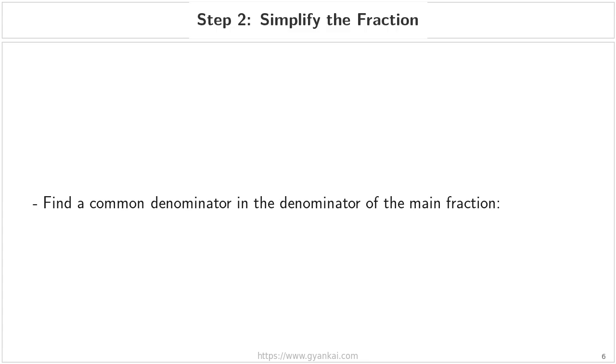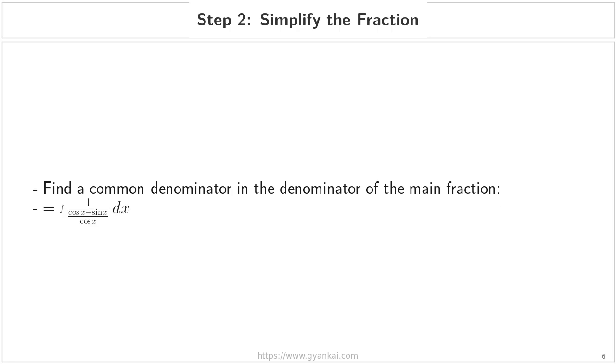What we're going to do now is find a common denominator within the denominator of the main fraction. Currently, our integral looks like the integral of 1 over 1 plus sine x over cosine x, with respect to x. If you look closely, we have a fraction within a fraction. To simplify this, we need to combine the terms in the denominator. Remember that 1 can be written as cosine x over cosine x. So, we rewrite 1 plus sine x over cosine x as a single fraction with a common denominator of cosine x. This gives us cosine x plus sine x, all divided by cosine x.